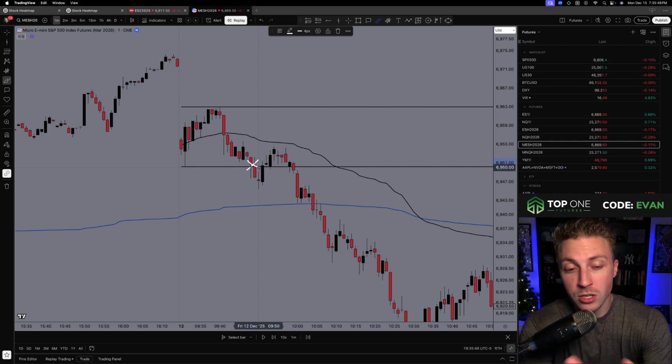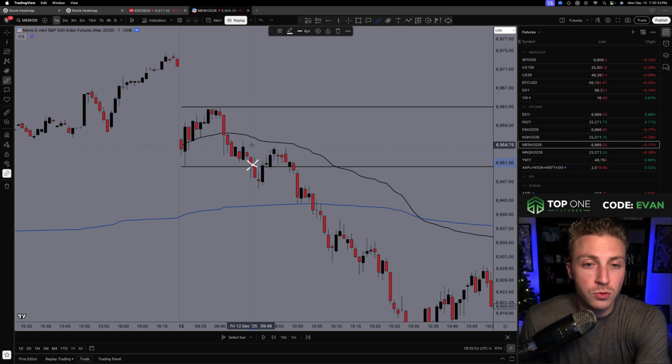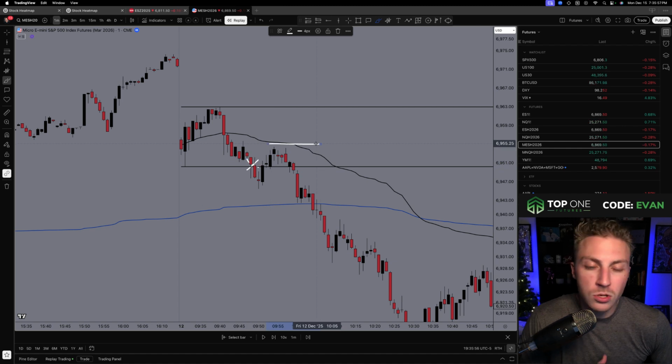I'll teach you not to chase that first break because it often doesn't run very far, if at all, and sometimes it's just straight up inducement. But we get sellers are in. Pull back close to New York VWAP, right?